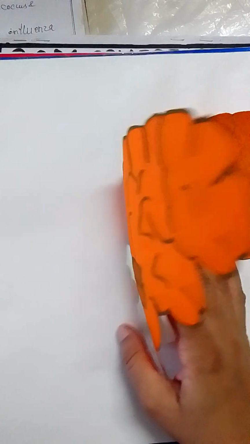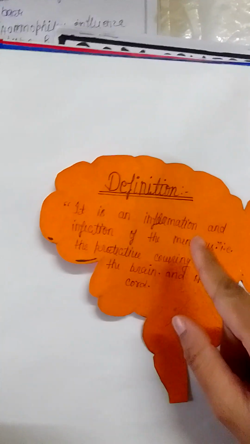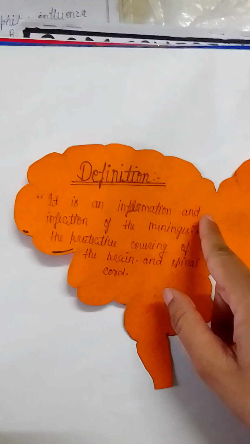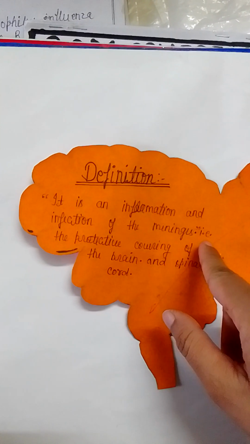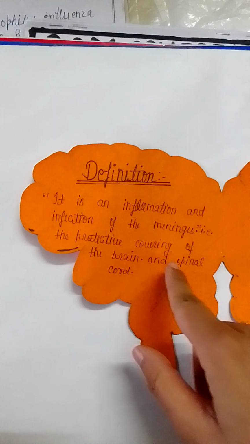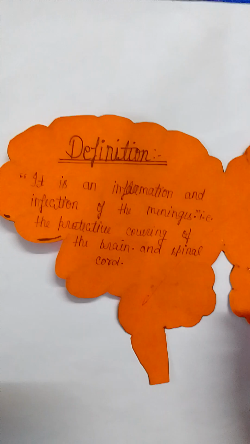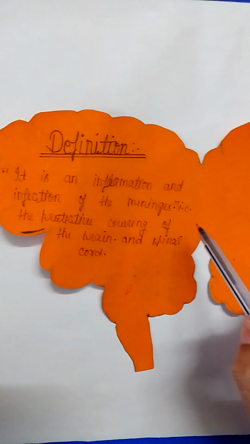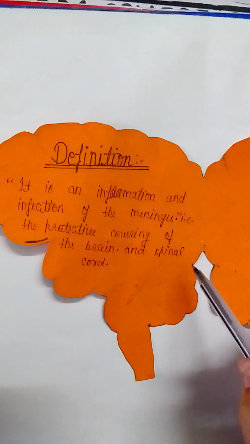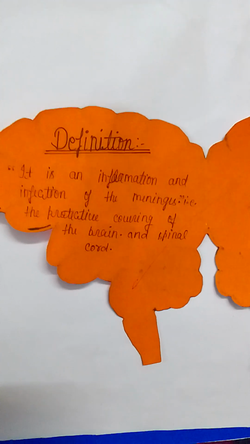So meningitis. You can see the definition of meningitis. It is an inflammation and infection of the meninges, that is the protective covering of the brain and spinal cord. So meningitis is the infection and inflammation of the meninges. What is meninges? Here I have written, meninges is the protective covering of the brain and spinal cord.